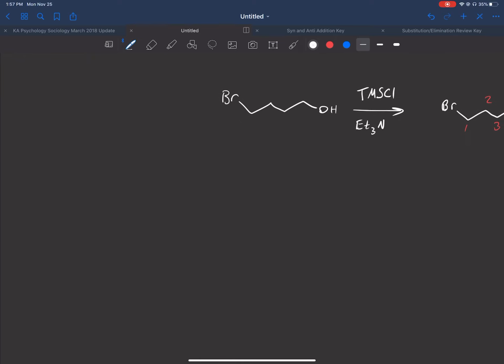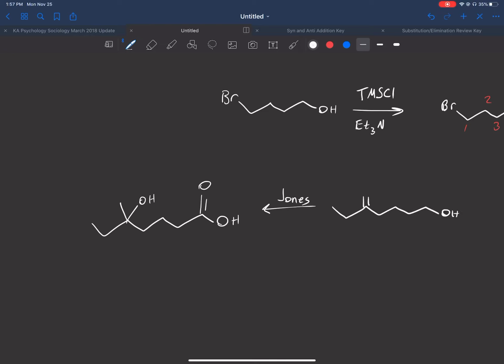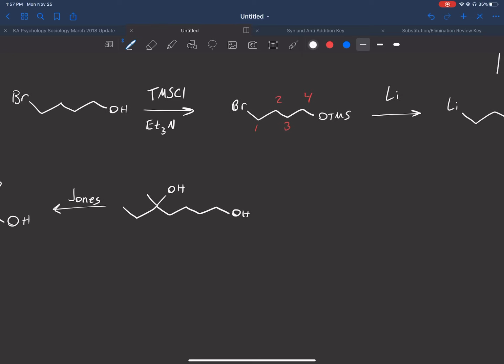Now, there is one other way to do the synthesis. Or at least maybe it's not that obvious of a way, but it also could have been done. This could have been done without a protecting group. We still would have had to use Jones. Now, what you could have done is a hydroboration.